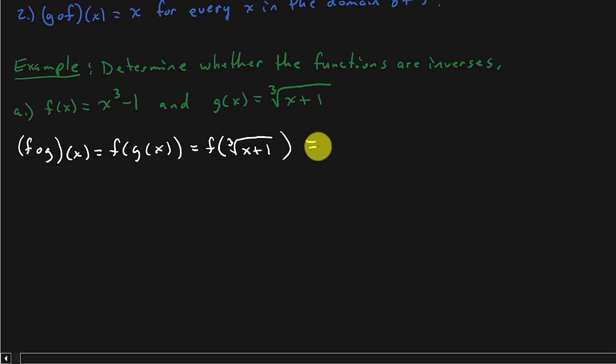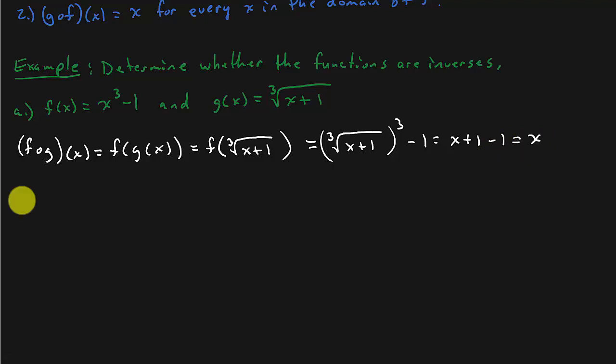And now what do we do? We take this and we plug it in for x. So that's going to be the cube root of x plus 1 cubed. I just replace the x with this, and then all that's cubed, minus 1. And so this is what? When I cube a cube root, I just get what's underneath the cube root, and so that equals x. So that checks. We're good with that one. All right, now let's go the other way with it.